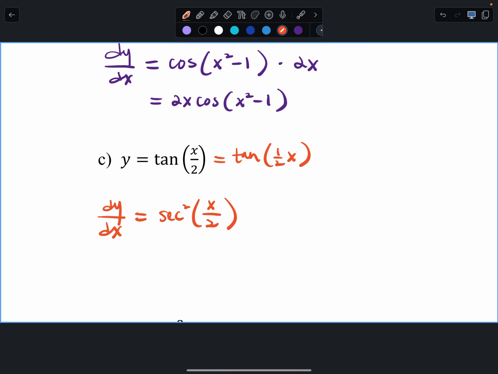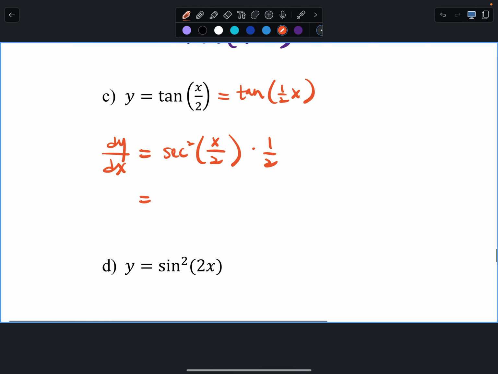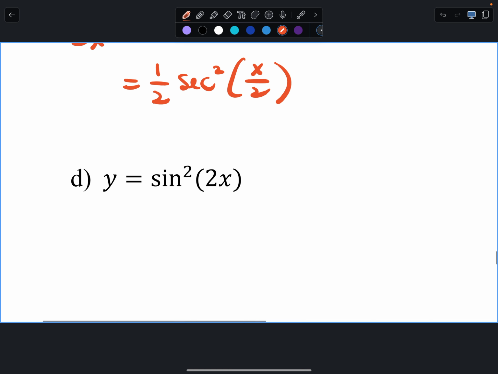One half equals secant squared x over 2. Wait, is it something like... no, why is it squared? Wait. Is it double chain? Oh wait, no, you don't. It's just gonna be 1/2. Oh, for C. Yeah, it's just gonna be 1/2 secant squared x over 2.